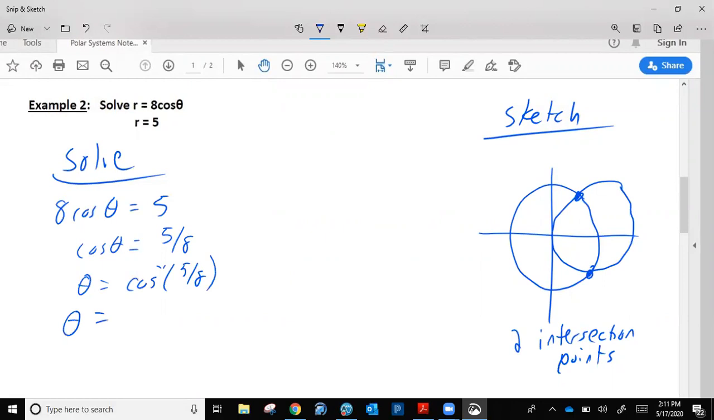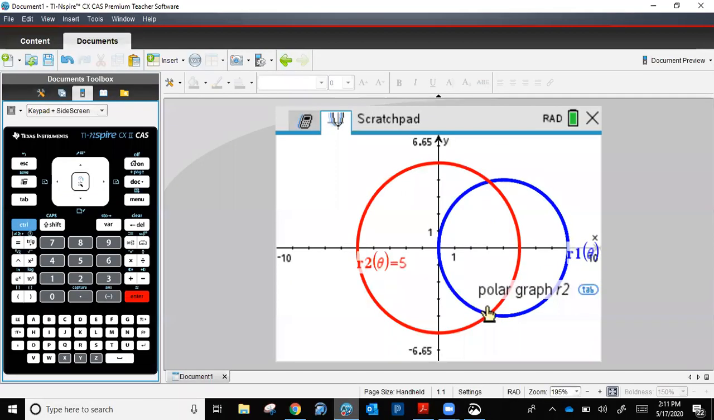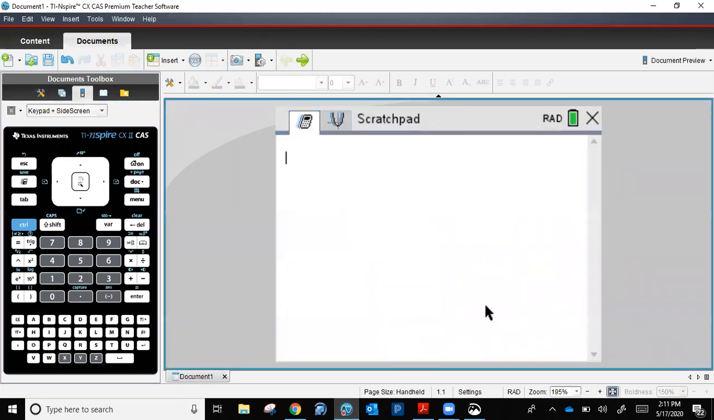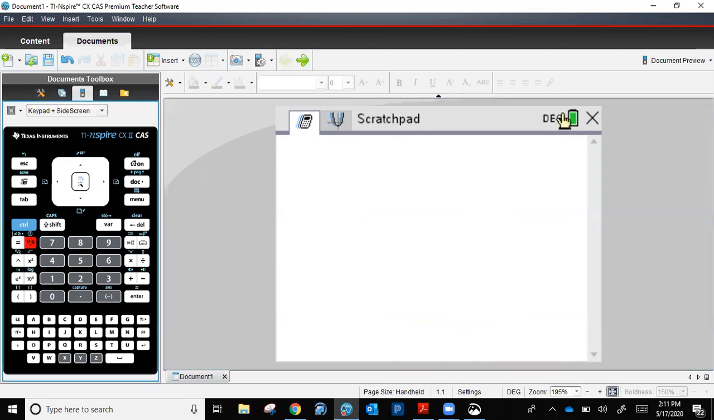We go to our calculator and type in the inverse cosine of 5/8. Now for this to work, I have to be in degree mode, so I want my answer to be in degrees.